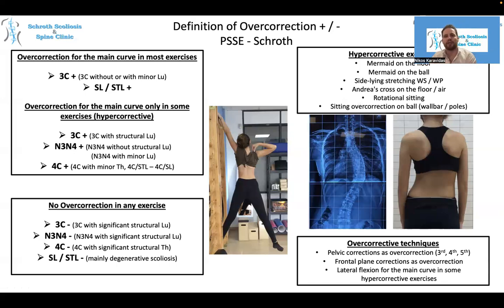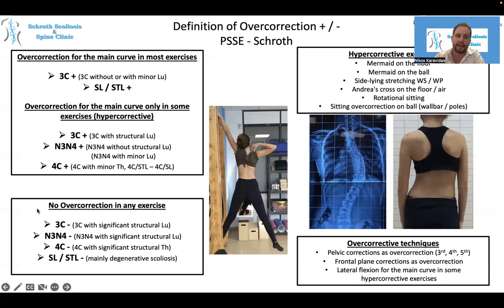So by saying overcorrection, we mean to use in some exercises the overcorrective techniques, which could be pelvic corrections, frontal plane corrections, or sometimes lateral flexion for the main curve in some of these hypercorrective exercises.